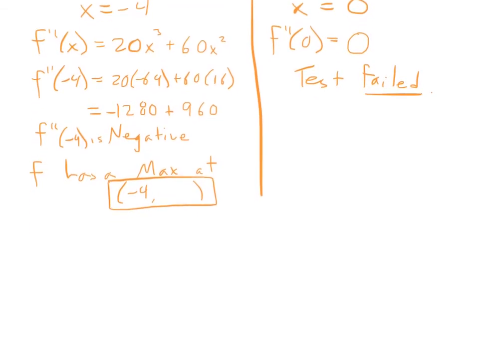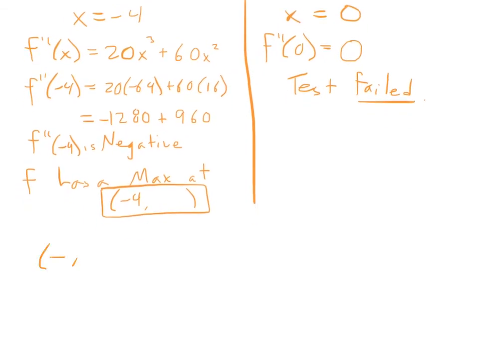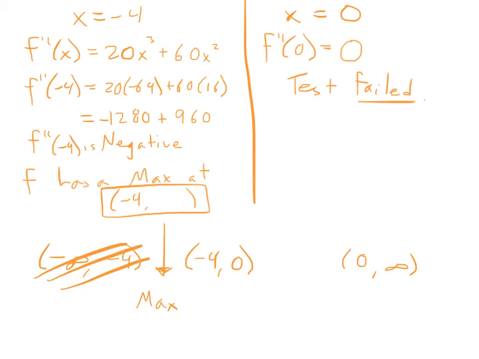My intervals are supposed to be from -∞ to the first critical number, from that critical number to the next, and from that one on towards infinity. But note, I already know what happens at -4. I already know that we ended up with a max here, which means I really don't need to know about this interval, right? What I need to know is what happens on these next two intervals.